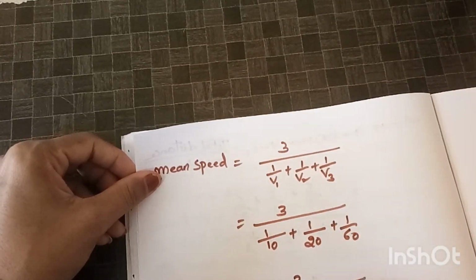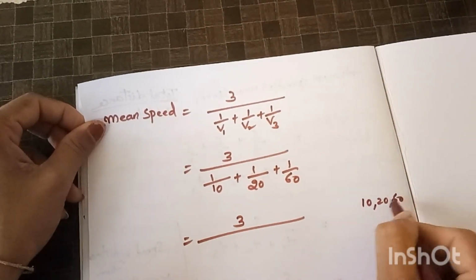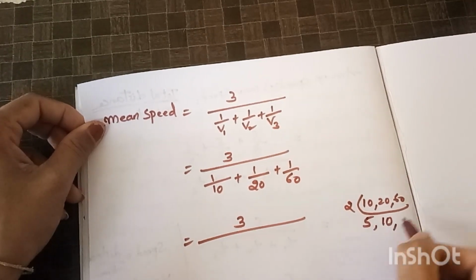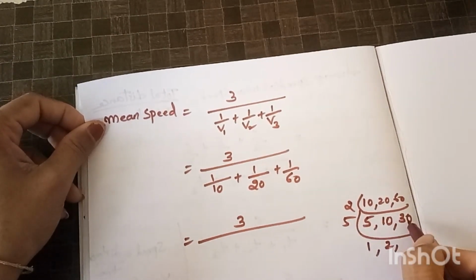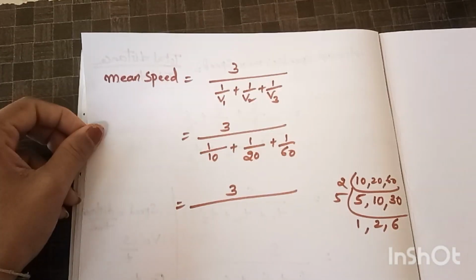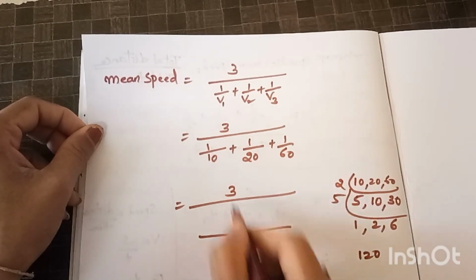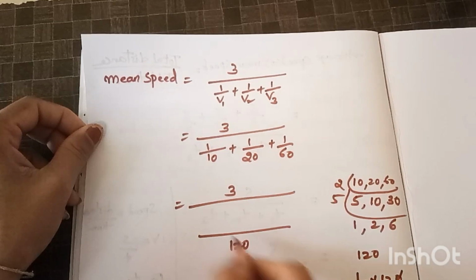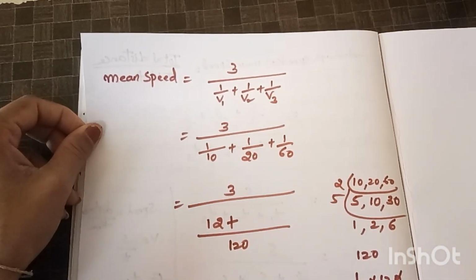So make the LCM of these 3 terms: 10, 20 and 60. You can take the 2 table value: 2 5s are 10, 2 10s are 20, 2 30s are 60; then 5 1s, 5 2s, and 6. The LCM will be 120. So for the first term, 1 by 10 into 120, the zeros cancel, and the first term will be 12, plus 1 by 20 into 120.